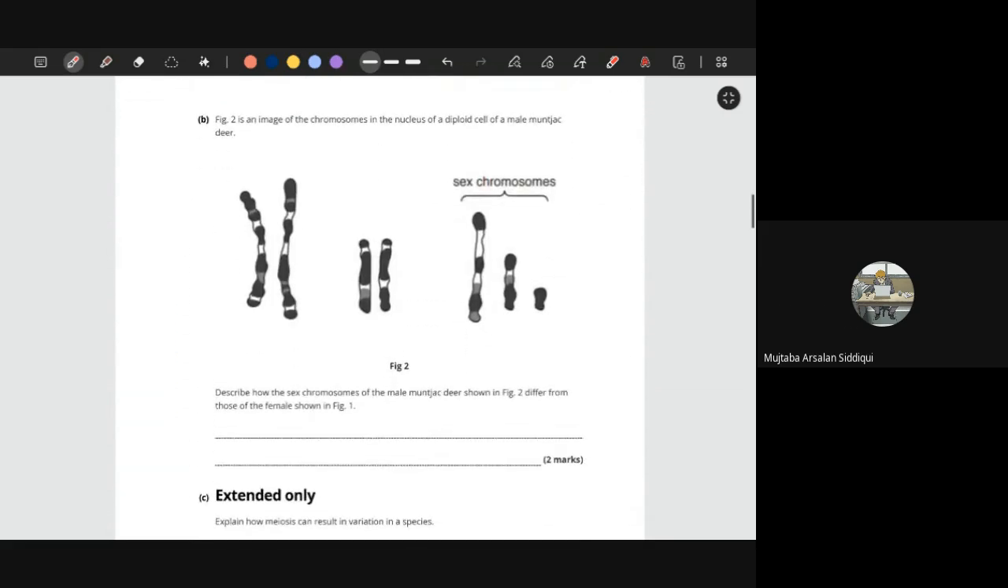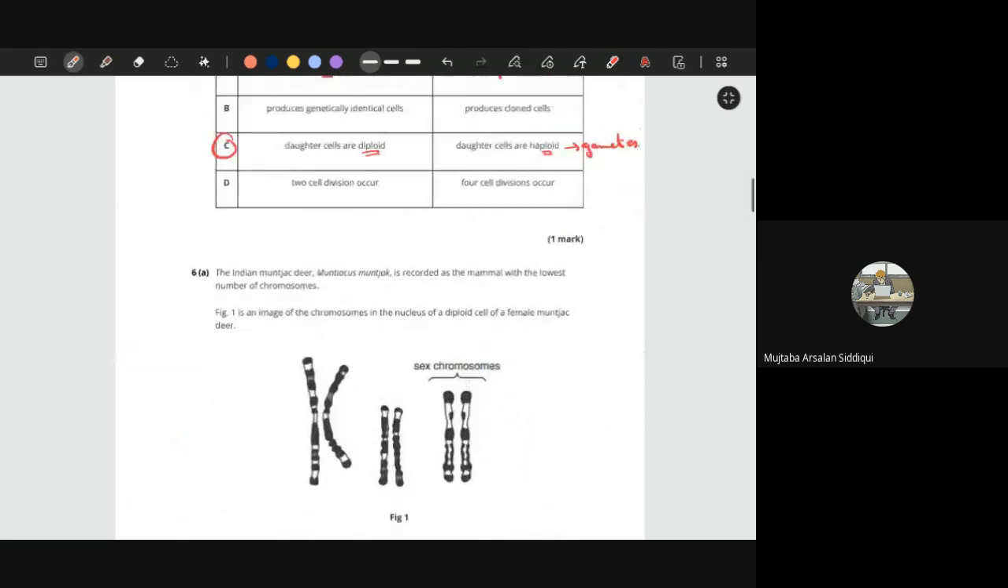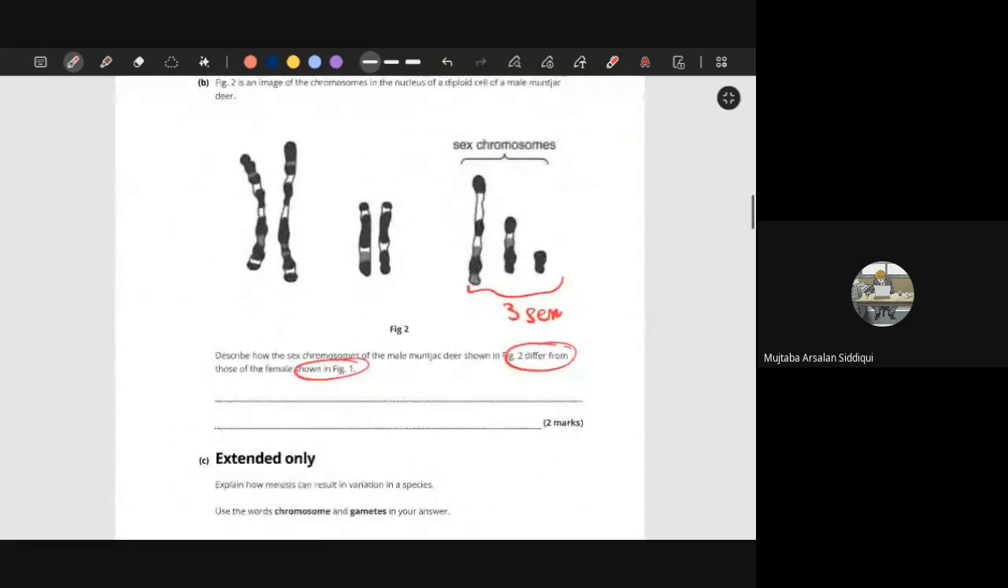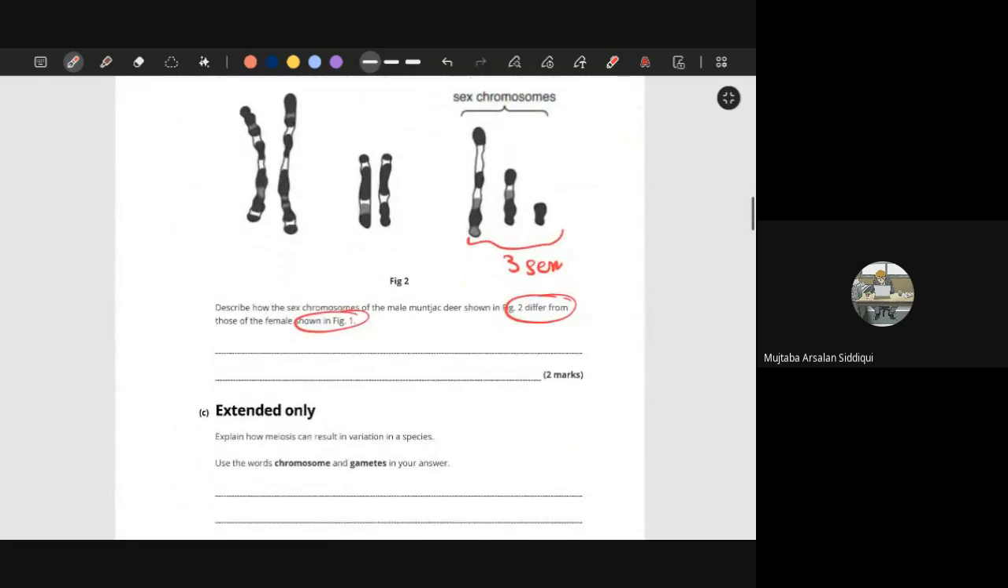Continue. Figure 2 is an image of the chromosomes in the nucleus of a diploid cell of a male Muntjac deer. Describe how the sex chromosomes of the male Muntjac deer differ from those of the female. So you can see that there are three sex chromosomes. Here there were only two sex chromosomes, right?